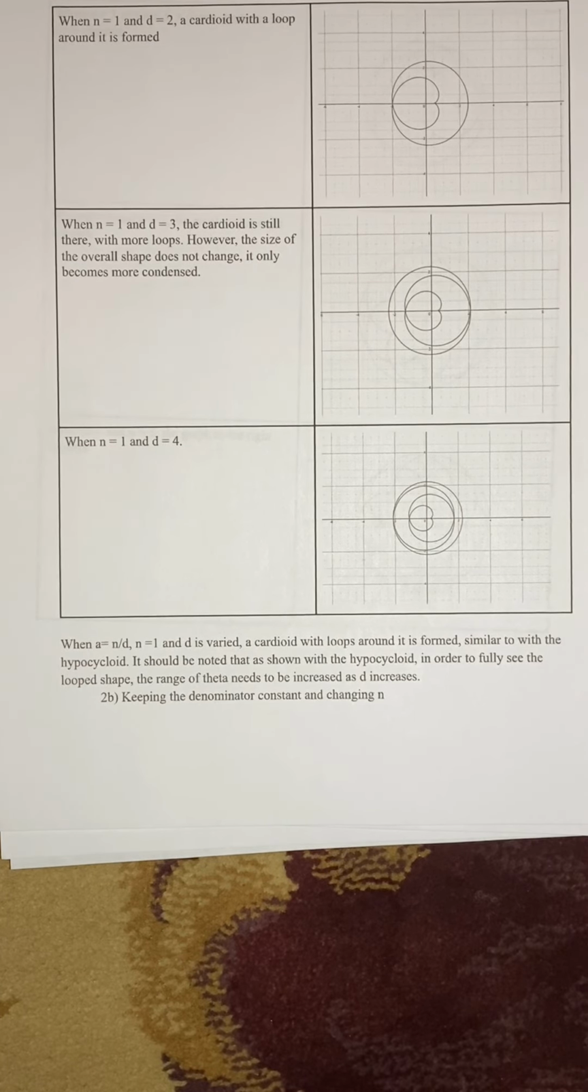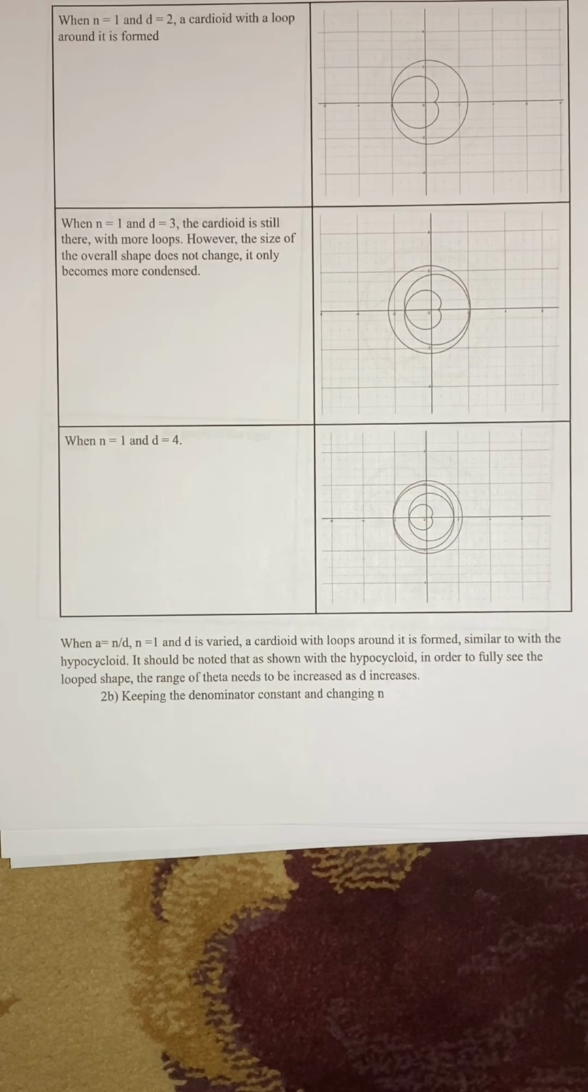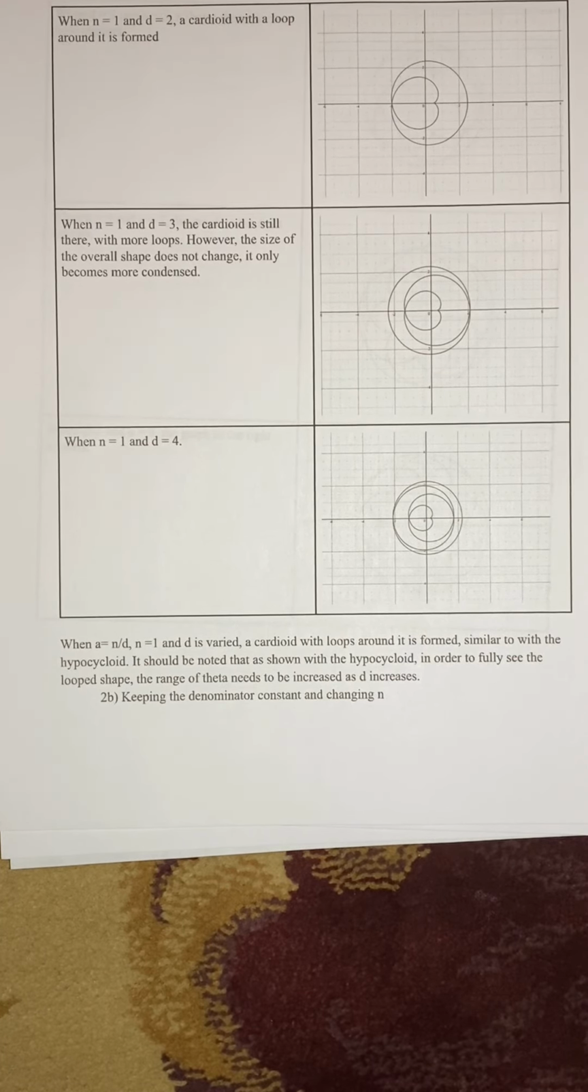So therefore, we can conclude that when a equals n over d and n equals 1, a cardioid is formed in which d will be equal to the amount of loops plus the cardioid in the graph, and that the outermost circle of the cardioid will always be the same length, while the higher the value of d is, the more condensed the inner contents will be. Furthermore, it should be noted that in order to see the full loop shaped, the range of theta may need to be increased as d also increases.